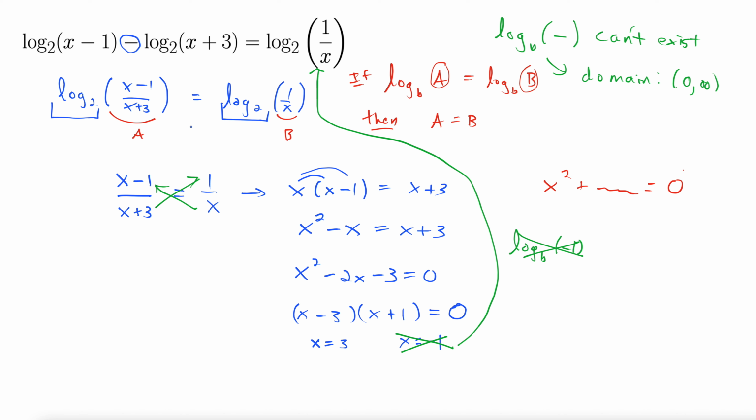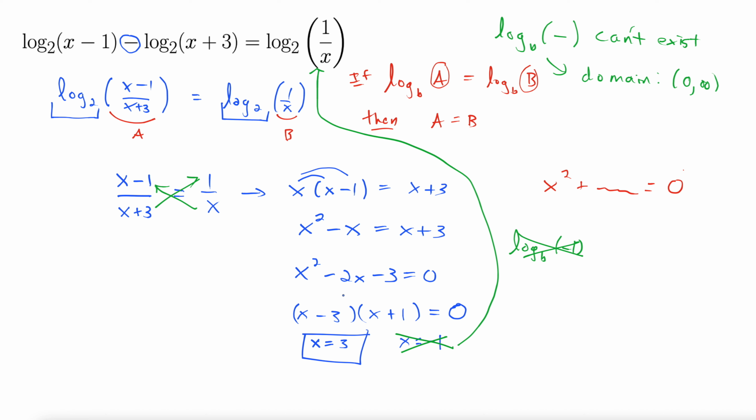Notice that the 3 does not make anything negative anywhere. You don't have to check it beyond that. You're only checking to make sure it doesn't give you a negative inside the log. Voila, there is our answer. That's the easy way to do it.